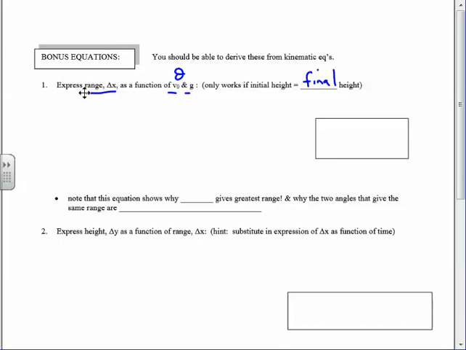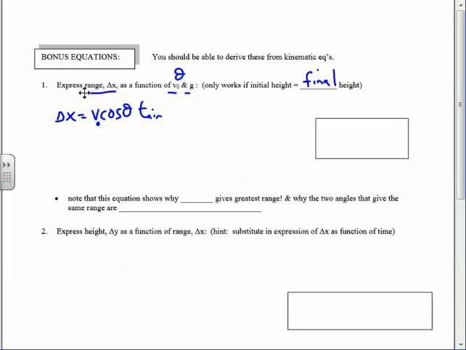Like any derivation, we want to start with an equation that at least solves for what we're looking for, and that's x, right? So we already know that our range is essentially Vx, which is V cosine theta, times time in the air. I don't want time in the air in my equation, so I'm going to substitute it out.